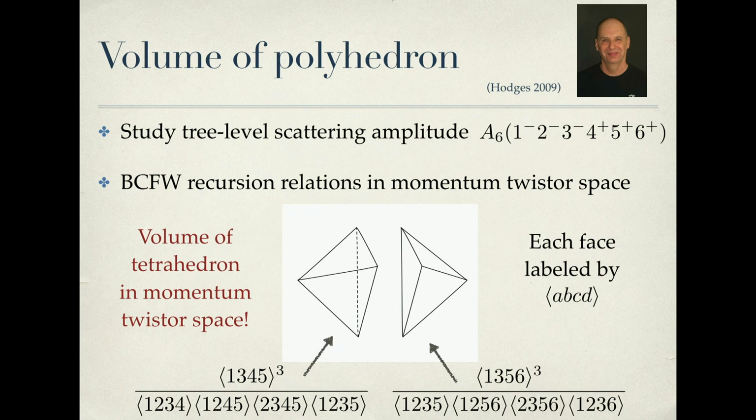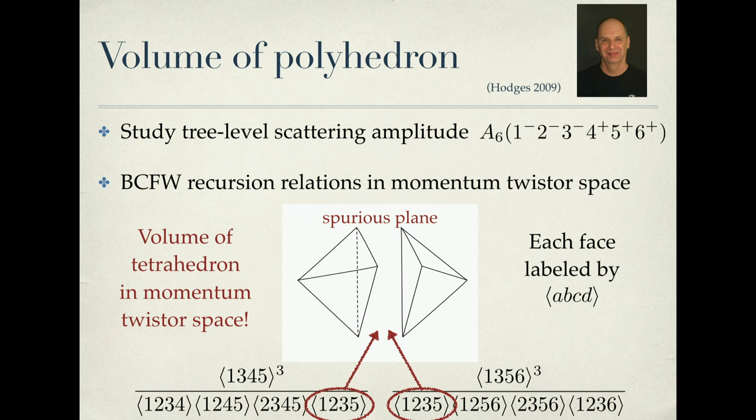So this was his discovery. It was a very surprising connection. And you have this tetrahedron for this expression, this tetrahedron for that expression. Now, this thing, 1, 2, 3, 5, is related to a spurious pole that I mentioned already earlier in these recursion relations. Now we just rewrite it in these momentum twistor variables.